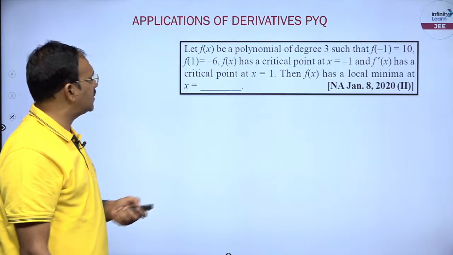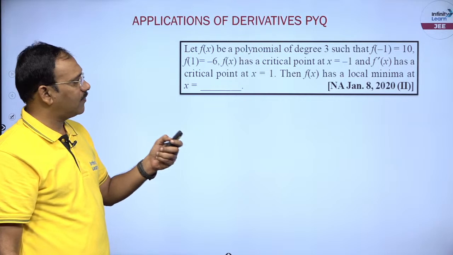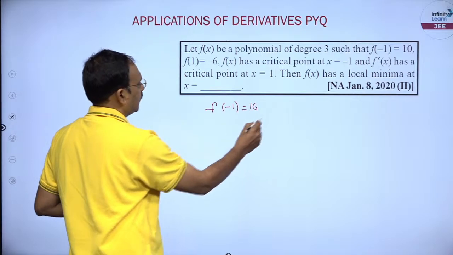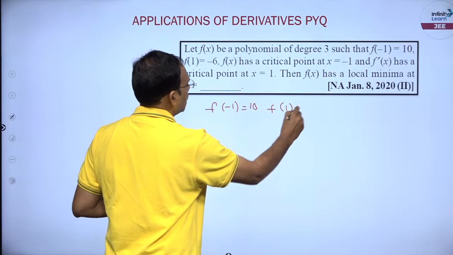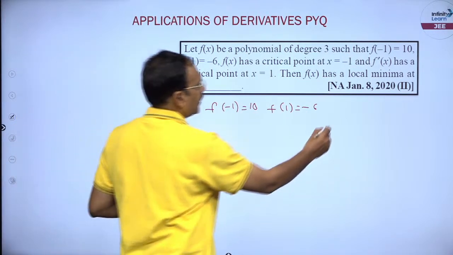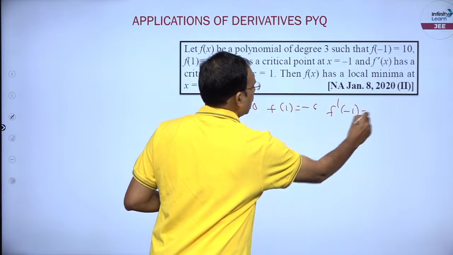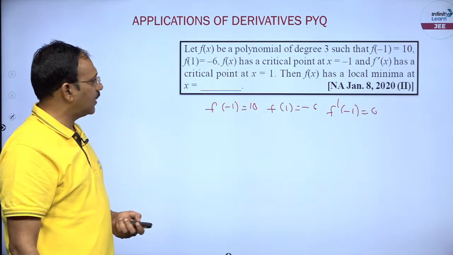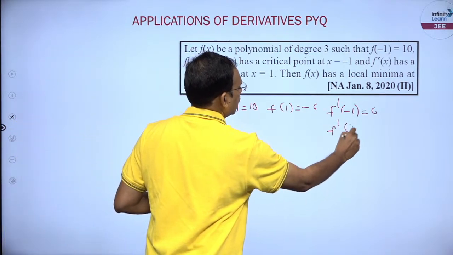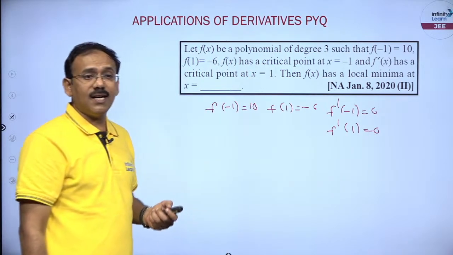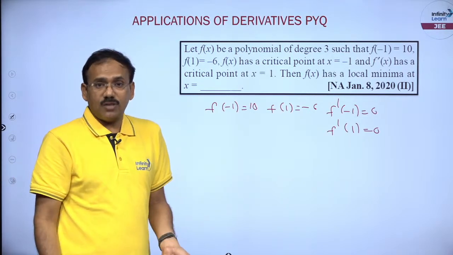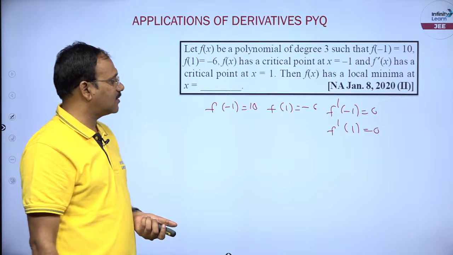Dear students, you just see f of x is a polynomial of degree 3, what is the data given? f of minus 1 is 10, okay, f of 1 is minus 6, fine, and a critical point at x is minus 1 means f dash of minus 1 is 0. Even f dash has a critical point at x is equal to 1 means f dash of 1 is also 0, because critical point means derivative must be either 0 or does not exist, whereas a polynomial is a smooth curve. So, the does not exist case will not arise, fine.